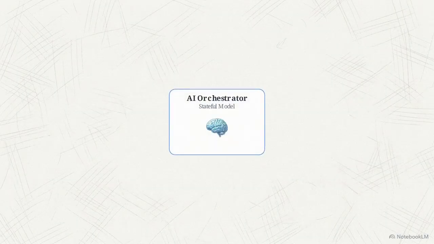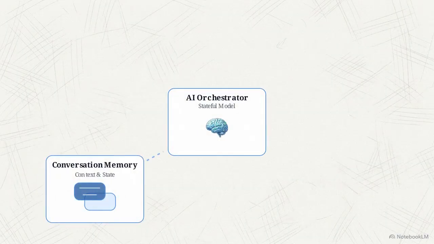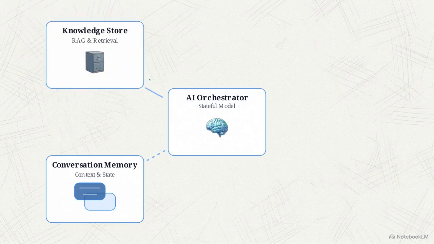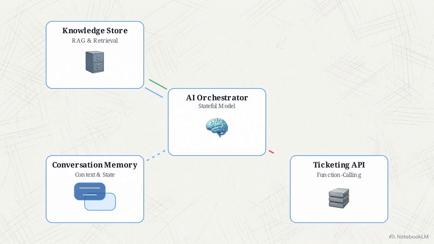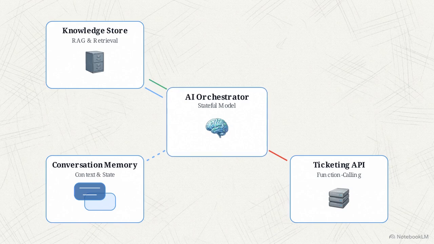First, conversation memory. The agent must maintain full interaction context for back-and-forth IT workflows. Second, knowledge store retrieval, pulling troubleshooting steps from internal documentation. Finally, function calling tools, granting the AI the ability to execute structured payloads against the actual IT ticketing API.